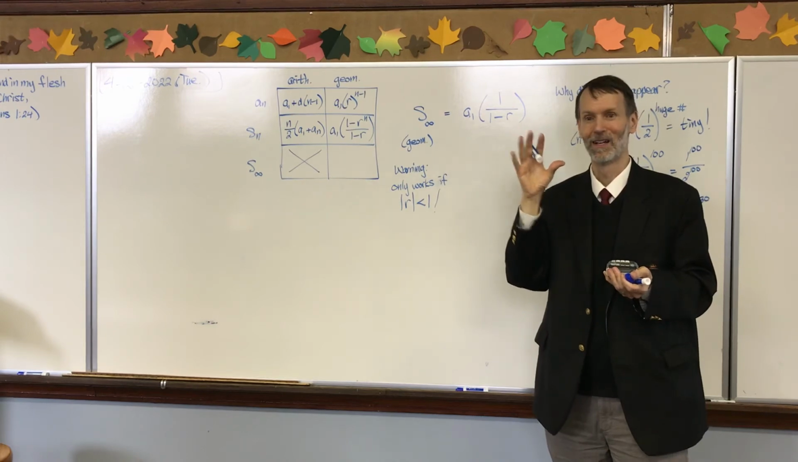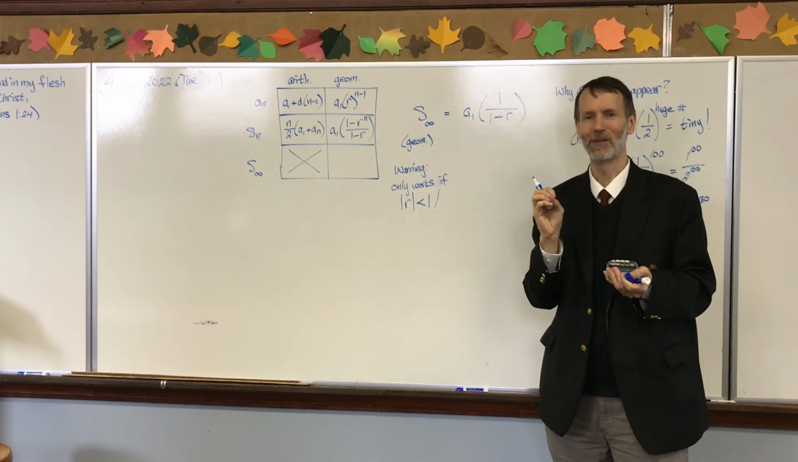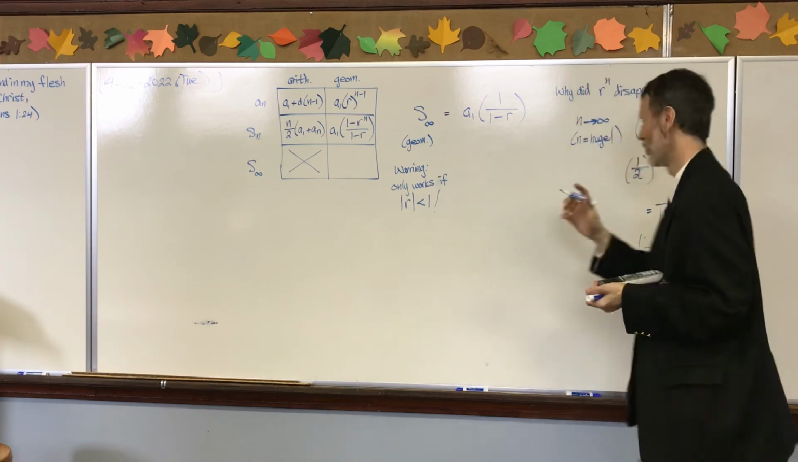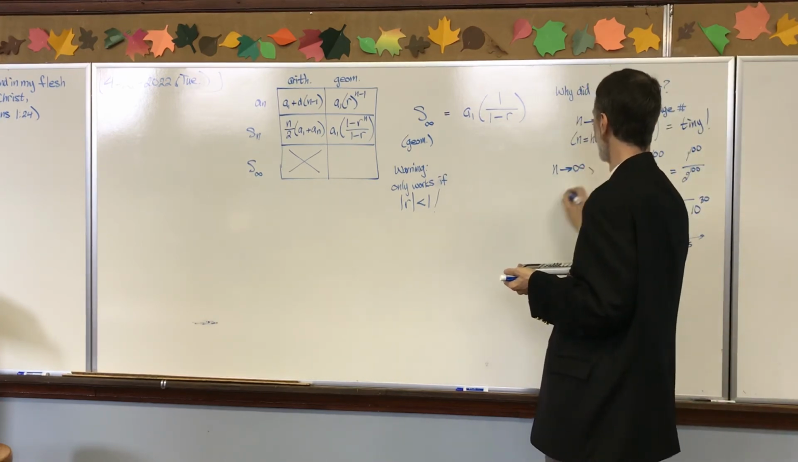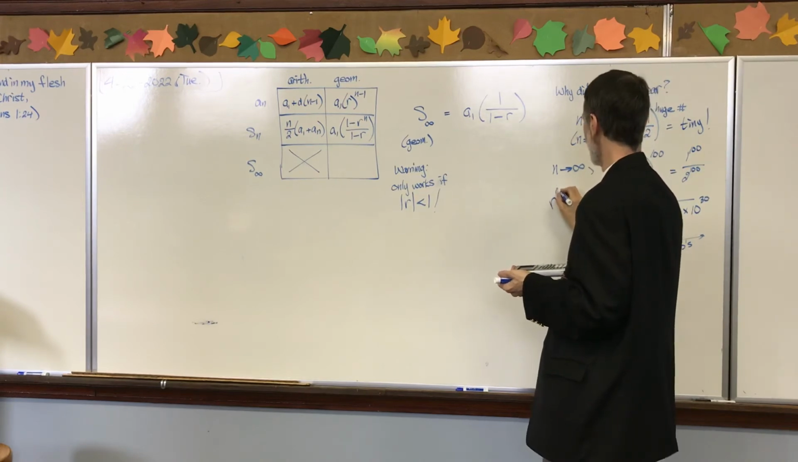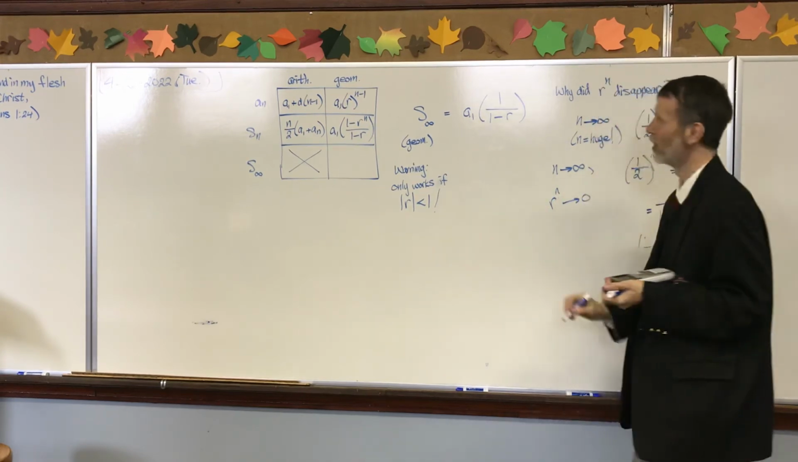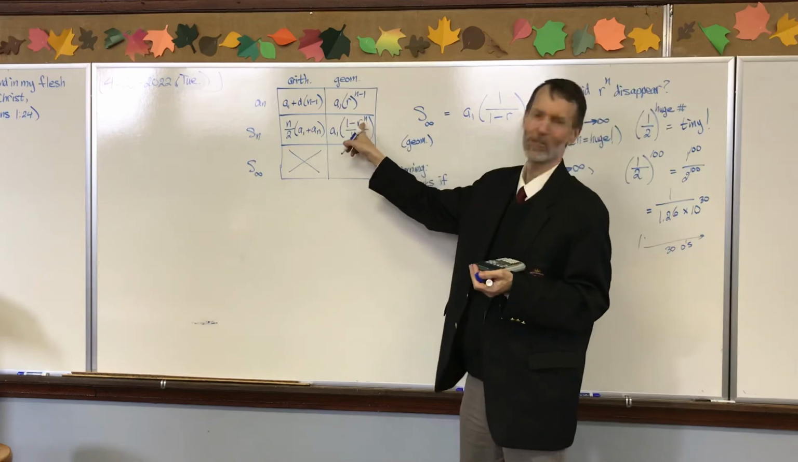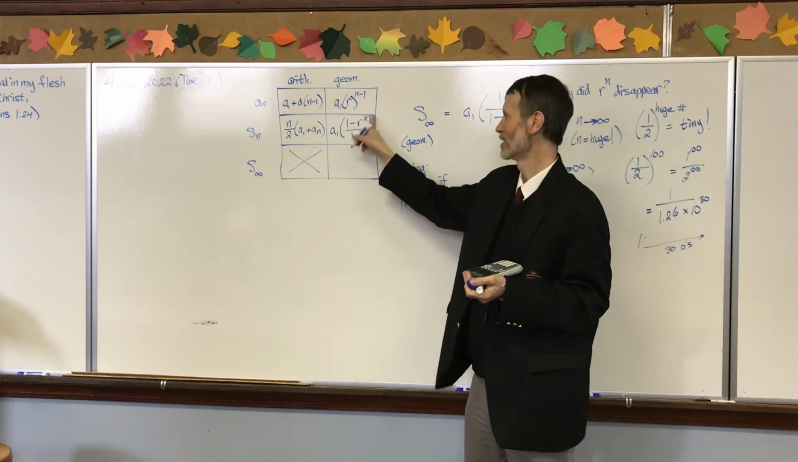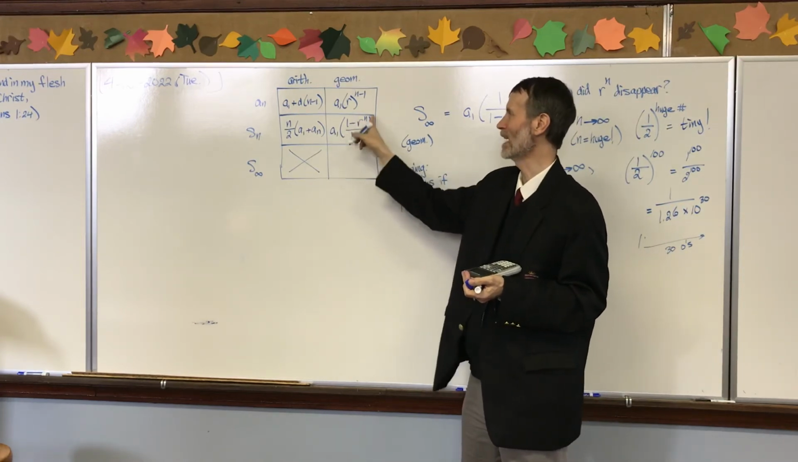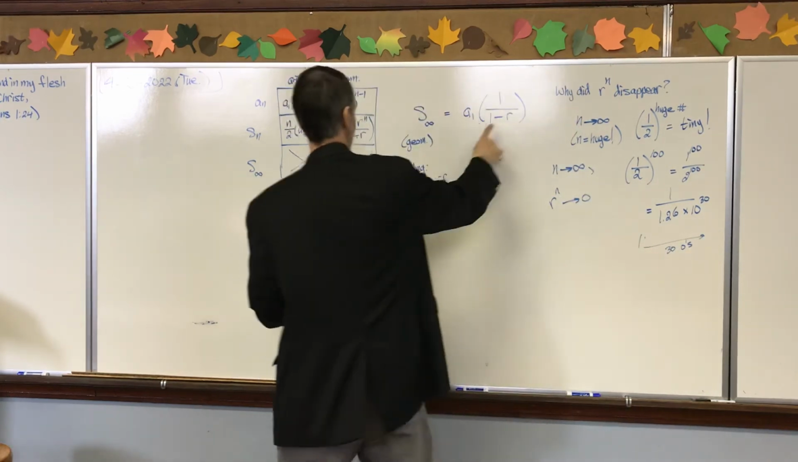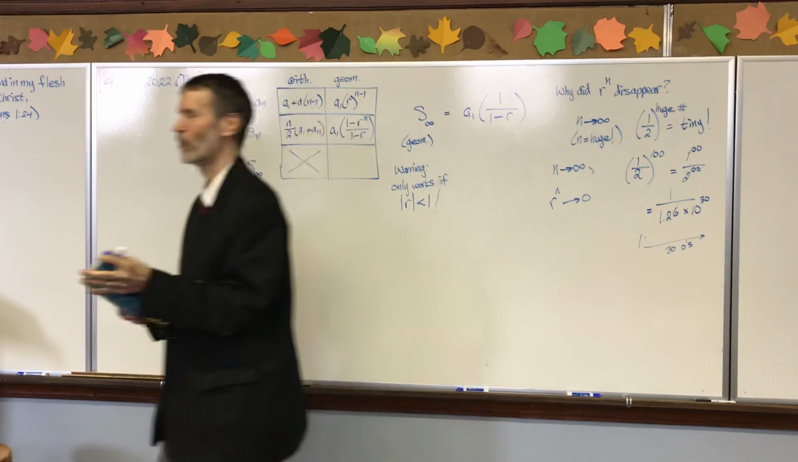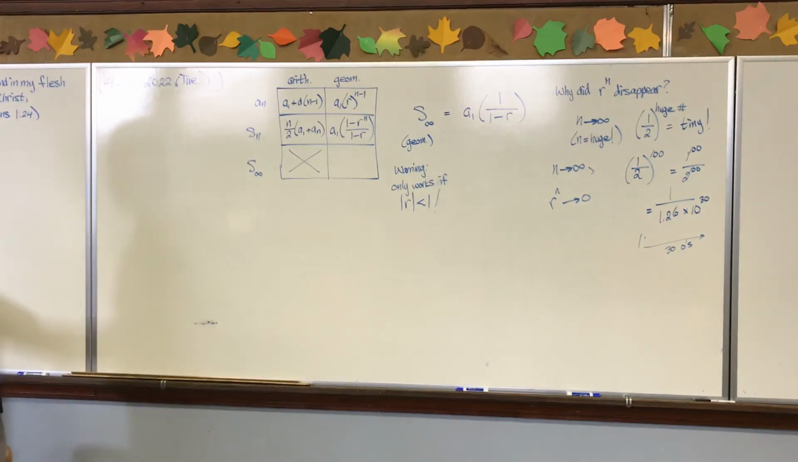Oh, it becomes tiny. Guess what it becomes? 0. As n goes to infinity, r to the n goes to 0, which is why this thing disappears. In other words, this thing got so tiny, it just disappeared off the radar. That's why all you have is this. So it's actually an easier formula for an infinite sum.